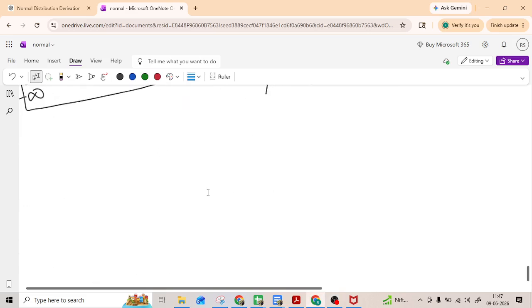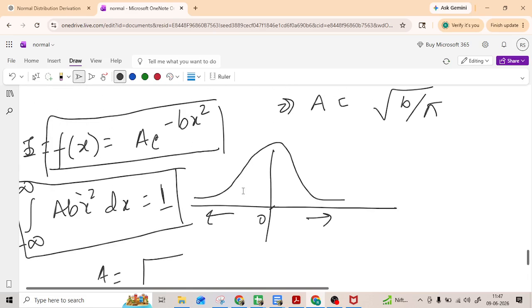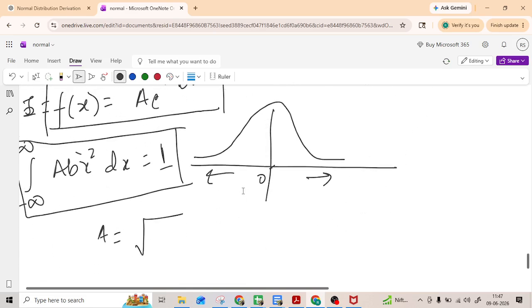Okay, so we have got this over here. Now our next goal is to derive the value of a and b, and which we have already, this thing we have: a is equal to root b by pi. All right, so let's do one more thing.